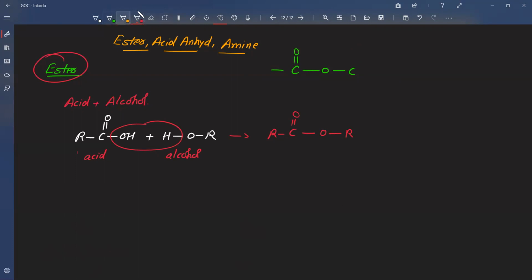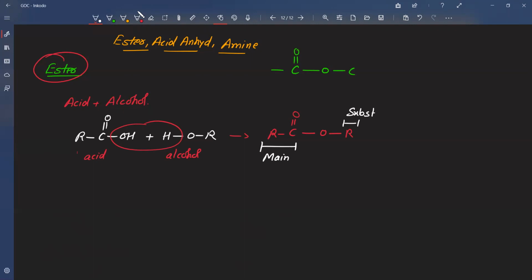So the R which is connected directly to C double bond O, that is one R, and the R which is directly connected to O, that is another R. So there are two alkyl groups, one connected to the carbonyl carbon and one connected to the oxygen. The one connected to the carbonyl carbon belongs to the acid, and this part belongs to the alcohol. The part which belongs to the acid is part of the main chain. And the part which belongs to the alcohol will be counted as substituent.